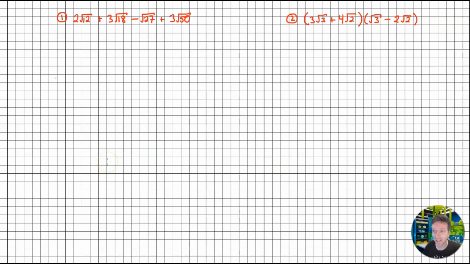In this grade 11 math tutorial, I'm going to show you how to work and solve radicals. Specifically, once we're done these two examples, you'll be ready to go in your math class. Let's get started.